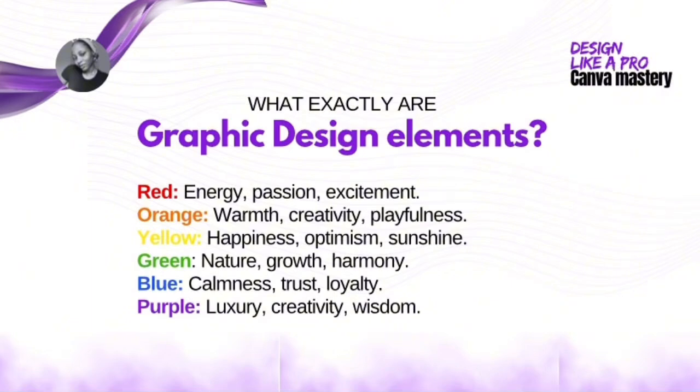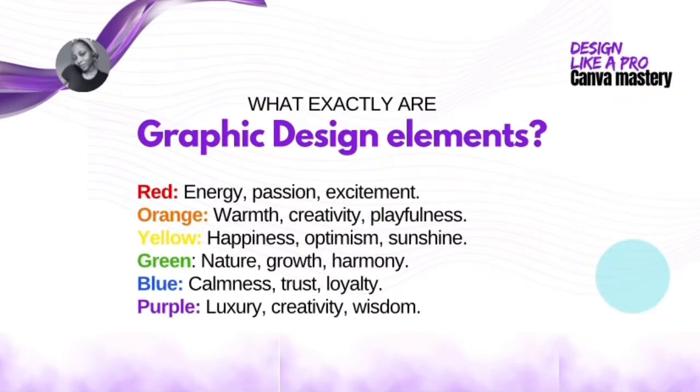Example is black, white, and ash. Then we have the calm colors, and then we have the warm colors. The warm colors are basically red, orange, and yellow, while the calm colors are green, blue, and purple.